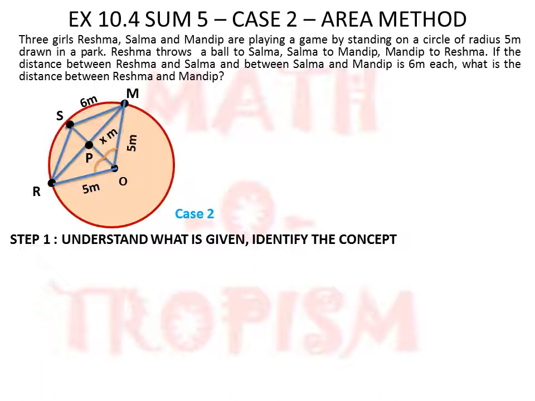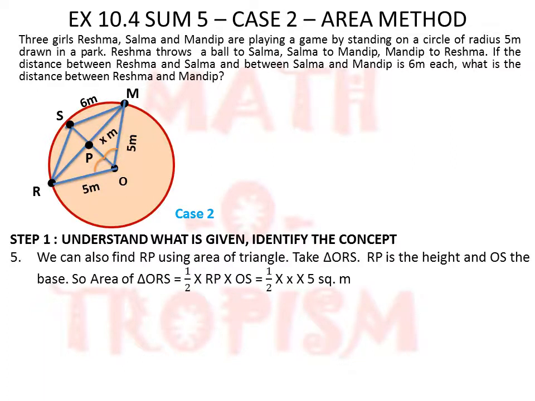Now as I told you, we are going to use the area method. So we will take a triangle and try to find the area in two different ways. In this triangle, I know that I have a 90 degree angle, with RP being perpendicular to OS. Now what is the area of a triangle? Half into base into height.